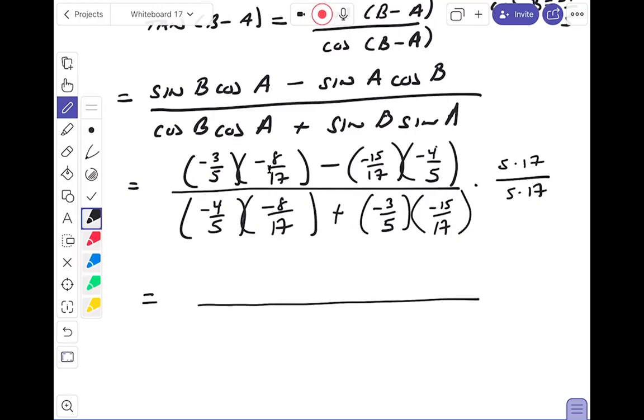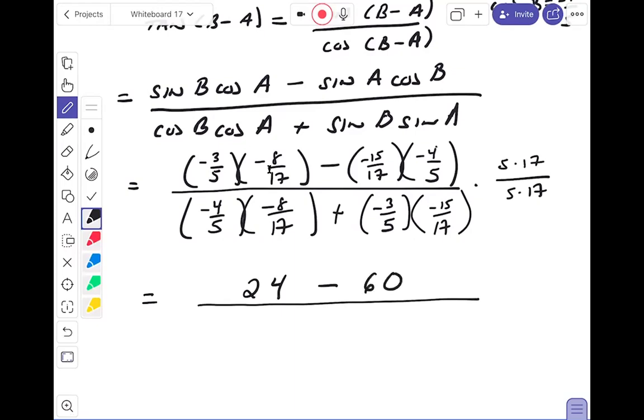So for example, the first term, the 5 and the 17 cancel off. Then we're left with minus 3 times minus 8, which is 24. Next term, the 5 and the 17 cancel off, and I'm left with 15 times 4, minus 15 times minus 4 is 15 times 4, which is going to be 40 and 20, which is 60.